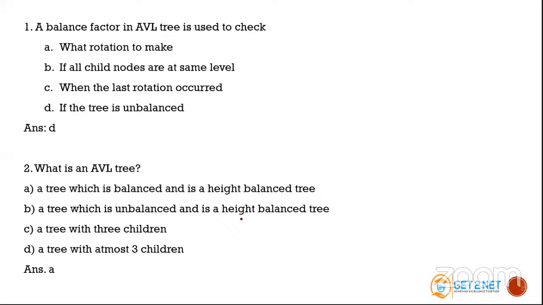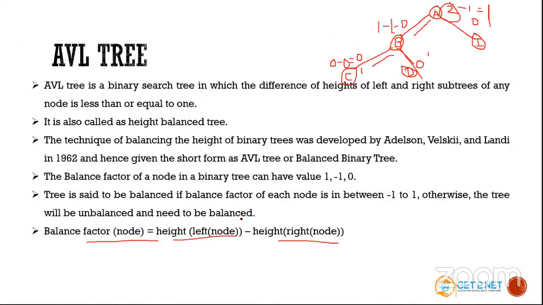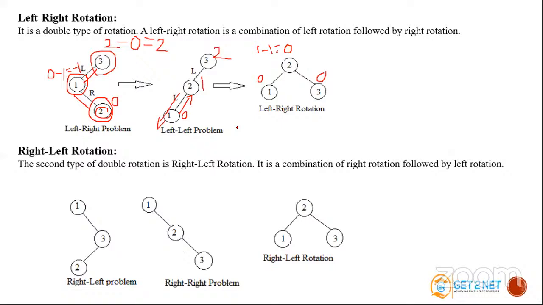A tree which is balanced and is a height balanced tree is an AVL tree. If a tree is unbalanced, then how can we say it is an AVL tree? Obviously, we have learned from the beginning. Okay, let me show you. Height balanced tree. Why are you going to the negative part? That is not unbalanced. That is a height balanced tree. Clear?